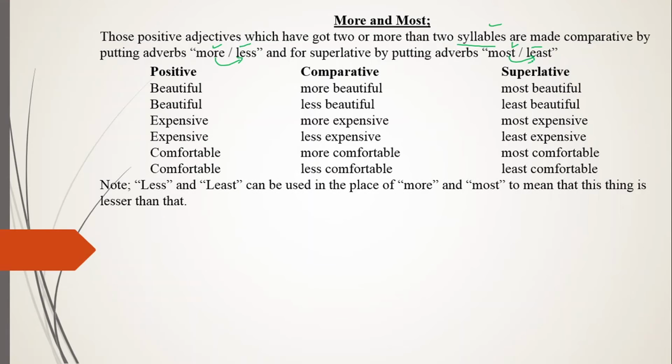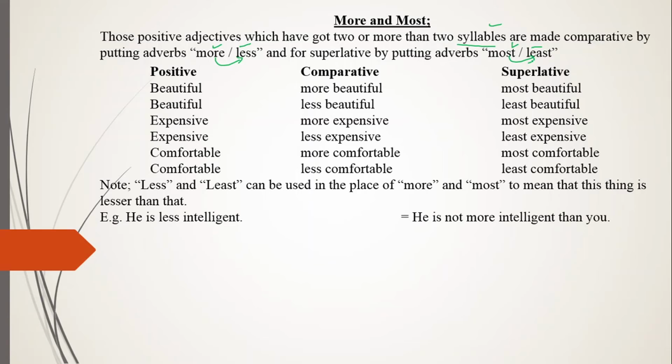Now one note is there: less and least can be used in place of more and most to mean that this thing is lesser than that. Like I told you, they are the opposite of one. If I say beautiful, more beautiful, most beautiful. If I say beautiful, less beautiful, comparing, it means it is not that beautiful as it is. And least beautiful means the ugliest of all.